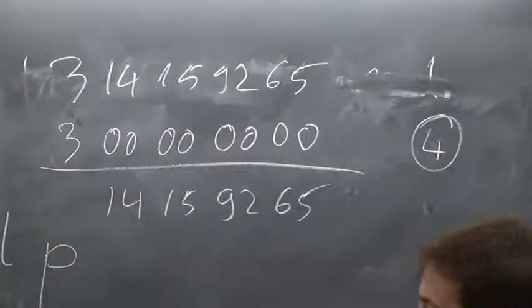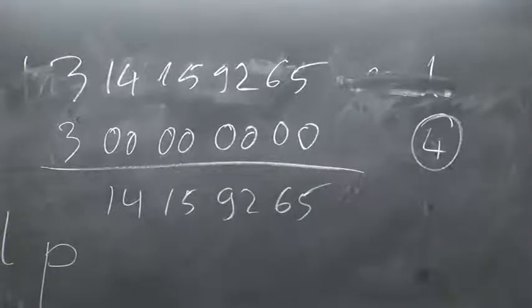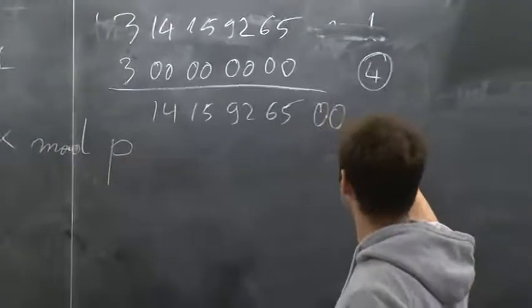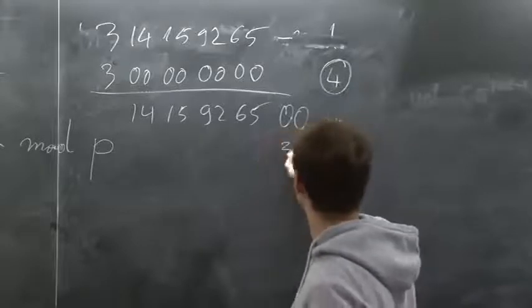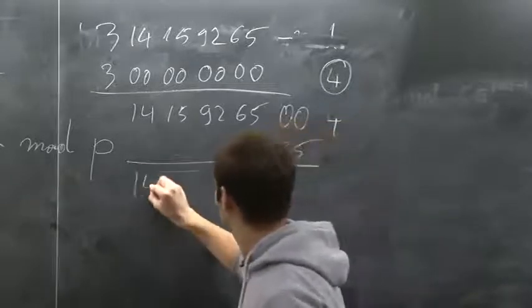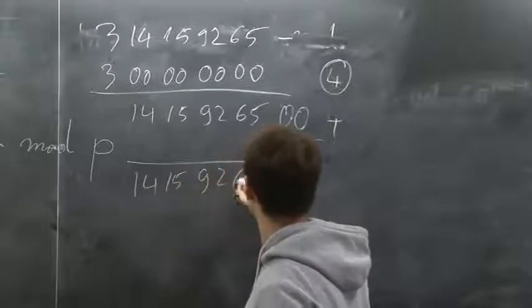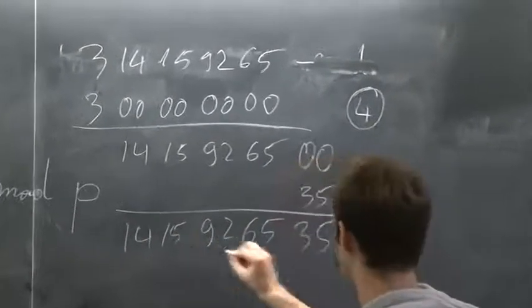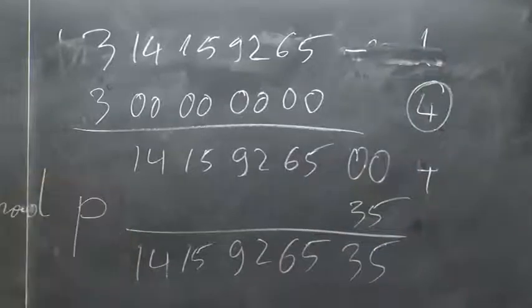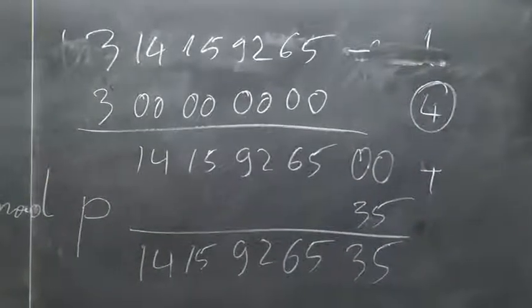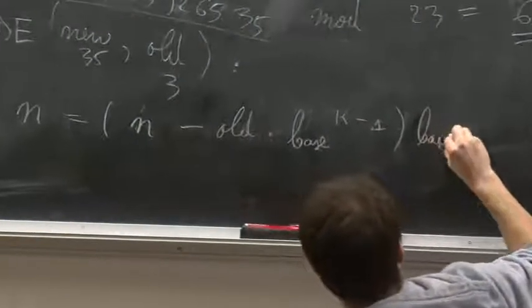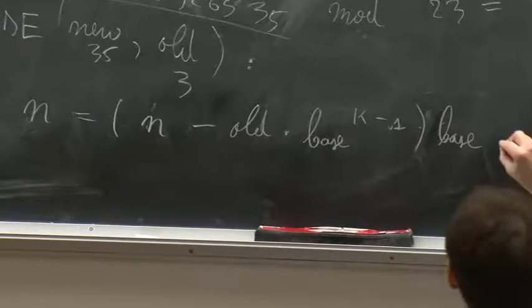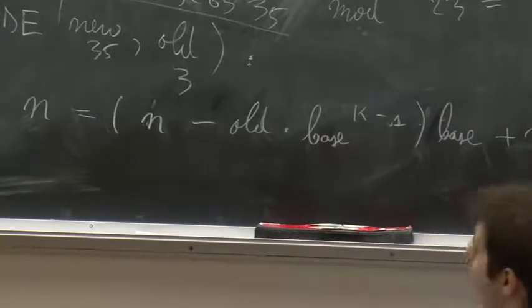What do I do to tack on a 35 at the end? Okay, times the base, so that's going to give me the zeros. And then this is a minus here. And then I'm going to add 35, right? 1, 4, 1, 5, 9, 2, 6, 5, 3, 5. Look, it's right. So what do I write here? Times the base first. Yeah. Oh, good point. Plus. Okay.